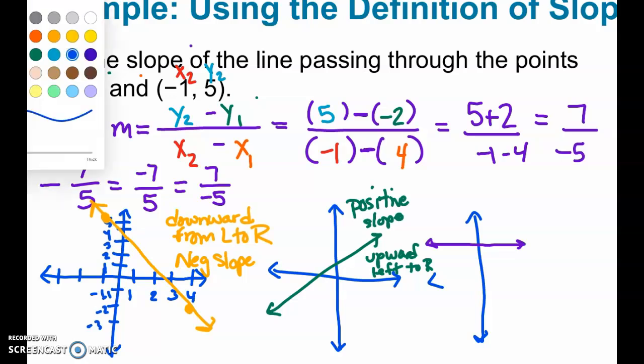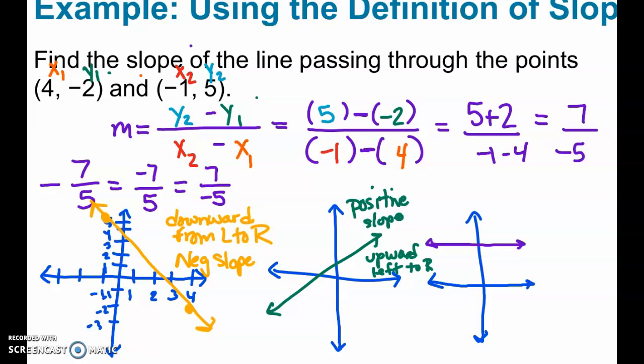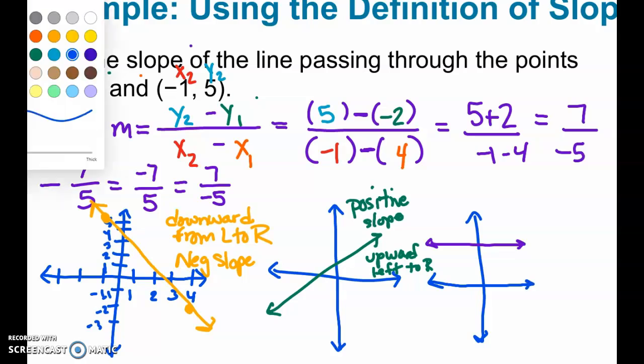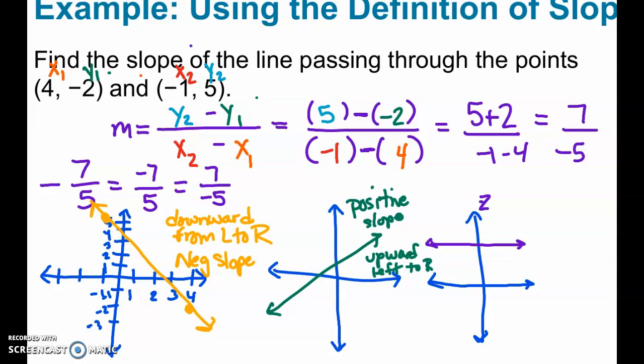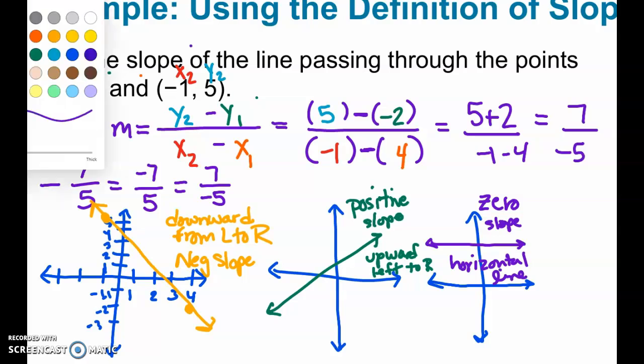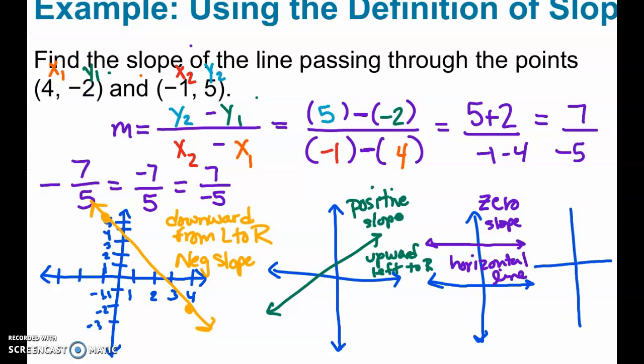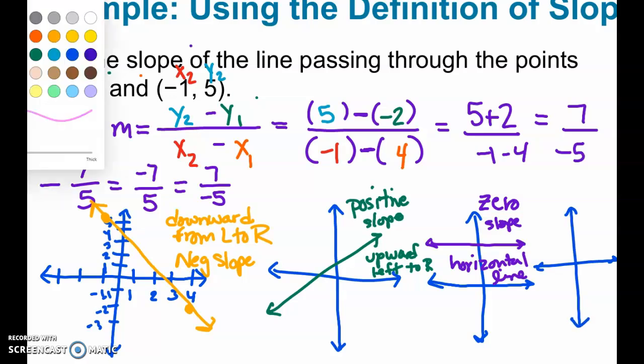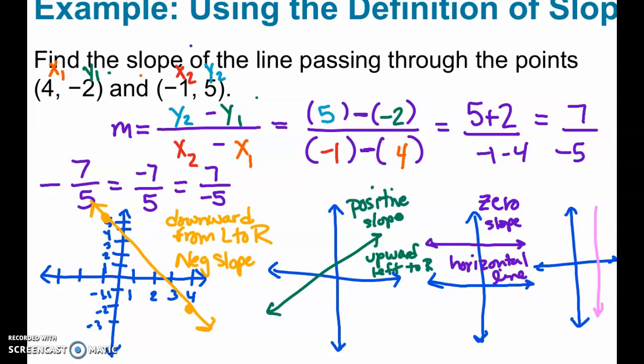Let me make my x-axis a little straighter. So a horizontal line has a slope equal to 0. So there's no change in the y values. And the last possibility is that there's no change in the x values. And that doesn't give you a function, but it does give you a line, and it's a special line. This is a vertical line.